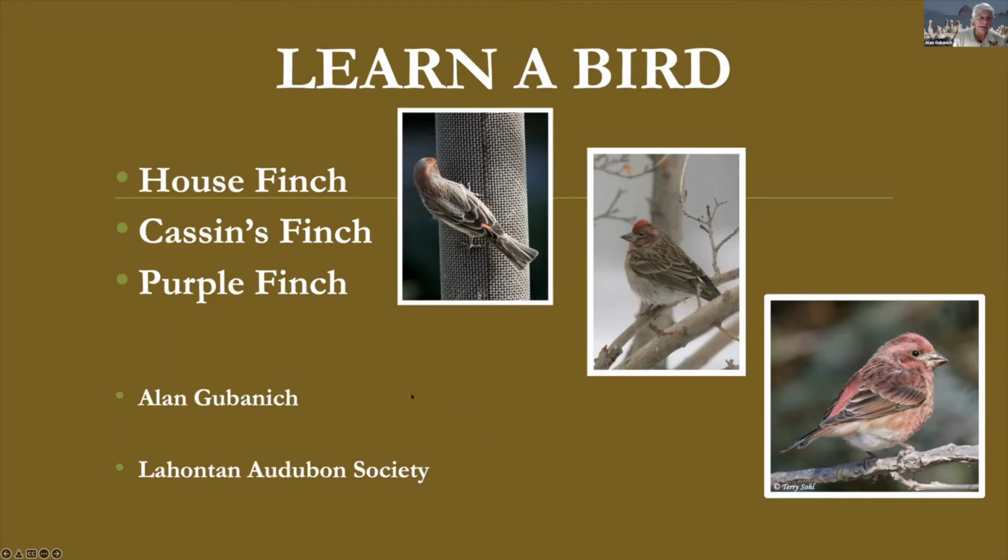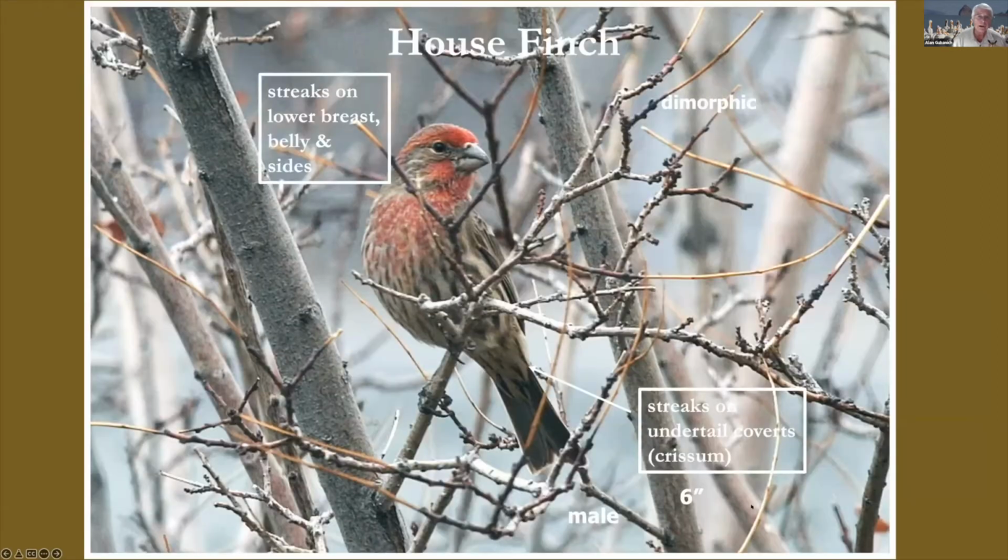Okay. All right. House finch, probably something you're all familiar with in your yards if you have feeders out. Cassin's finch, purple finch, you may not be too familiar with them, but let's start with the house finch first. All three birds are strongly dimorphic, and if you're not familiar with that word, di means two, morphic refers basically to the appearance of the birds. It means two morphs or two appearances. Specifically, it means male and female look different from each other, and we'll see that in a minute.